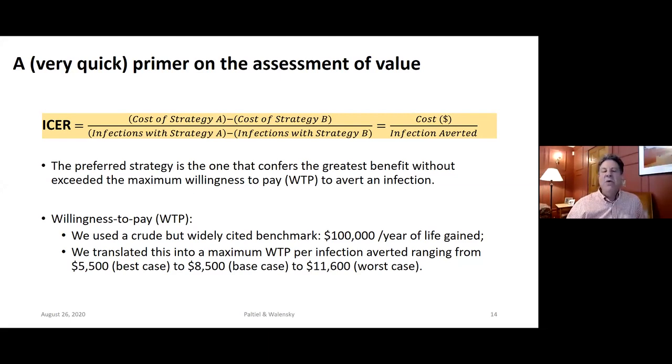So, we applied some pretty crude benchmarks of willingness to pay. There is one floating out there, and we could have a long discussion about its pros and cons, but we just applied the $100,000 per year of life gain societal willingness to pay, and we translated that into a maximum willingness to pay per infection averted based on our modeling and based on RT, and it ranges from $5,500 in the best case to $11,600 in the worst case. That was what we believed.